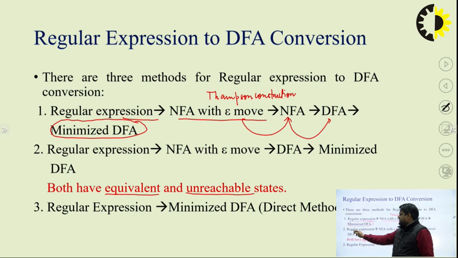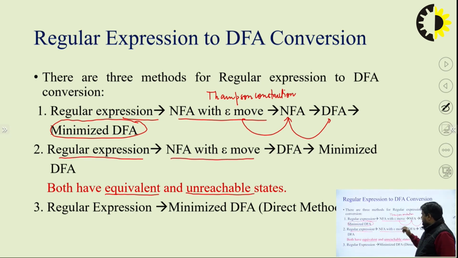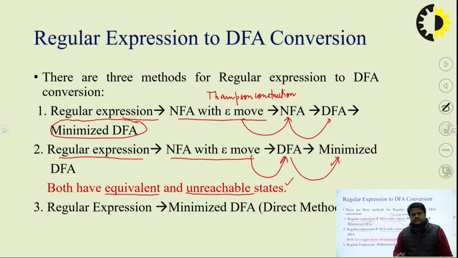The second method is that you convert the regular expression into the NFA with epsilon move using the Thompson construction method. After that, you directly convert the NFA with the epsilon move to the DFA using the subset construction algorithm, which provides the way to convert the NFA with epsilon move to the DFA. And after that, you have to minimize. So the same problem can occur with this conversion also.